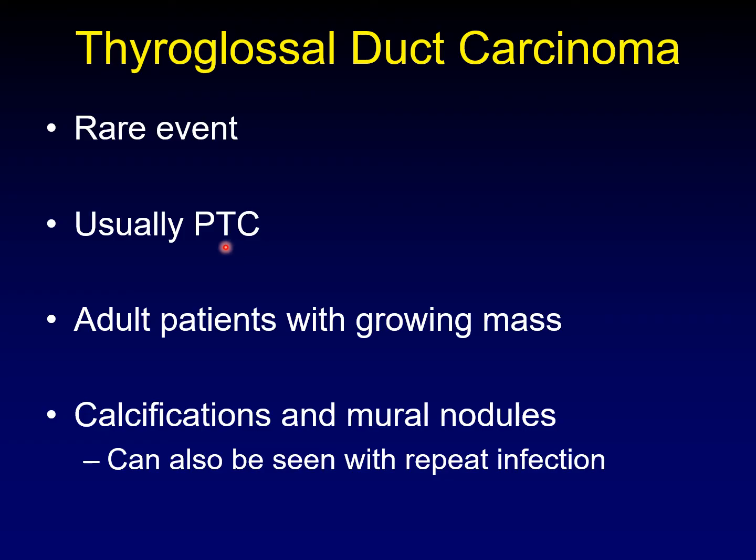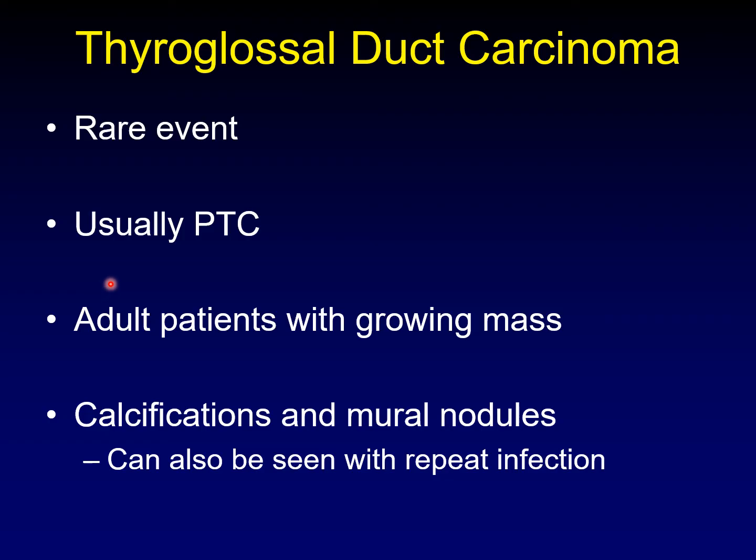The clinical scenario in which you should think about thyroglossal duct carcinoma is an adult patient with a growing mass in the midline neck. The demographics of thyroglossal duct carcinoma are more similar to the demographics of thyroid cancer than it is to thyroglossal duct cysts. Thyroglossal duct cysts are most commonly a pediatric diagnosis, and in fact a very common pediatric diagnosis. But when an adult presents with a thyroglossal duct remnant, that's when you should consider maybe this is an undiscovered remnant that has degraded into carcinoma.